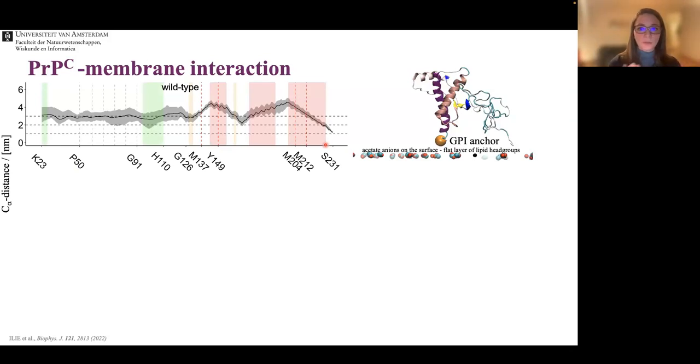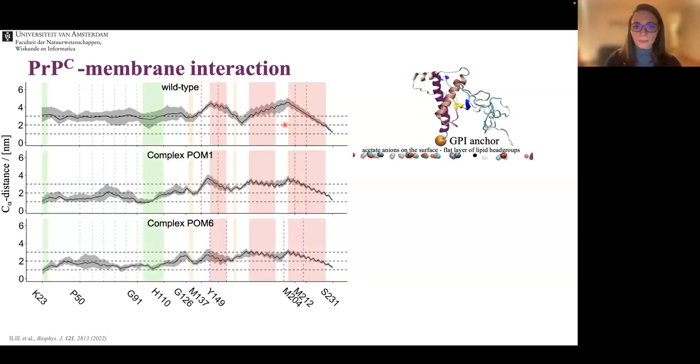We then continued with looking at the sampling that we have of the distance of the elements of the prion protein with respect to this membrane. This profile by itself doesn't indicate much, except that there is quite some variability, and it makes more sense when we compare it to the systems where the two antibodies are attached to the cellular prion protein. Now, what we find, first of all, is that the distances are decreased across both domains, which indicates that the prion protein is pushed closer to the membrane when the two antibodies are attached.